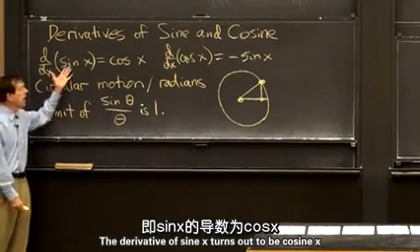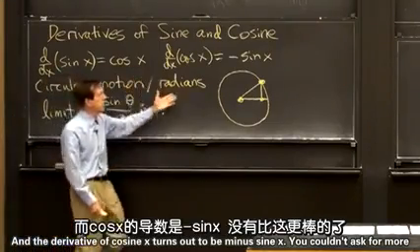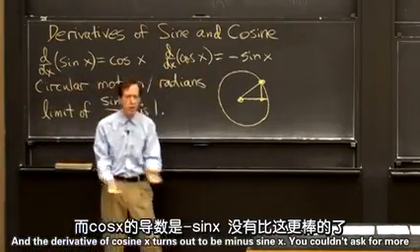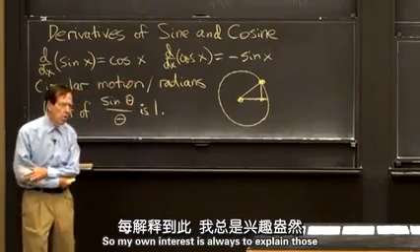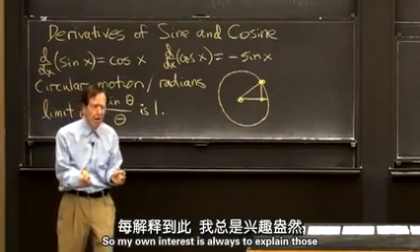Okay, and then the answer we're going to get is just great. The derivative of sine x turns out to be cosine x. And the derivative of cosine x turns out to be minus sine x. You couldn't ask for more. So my interest is always to explain those.